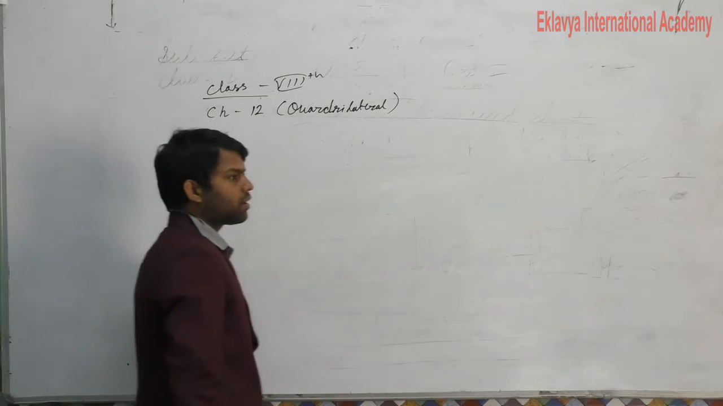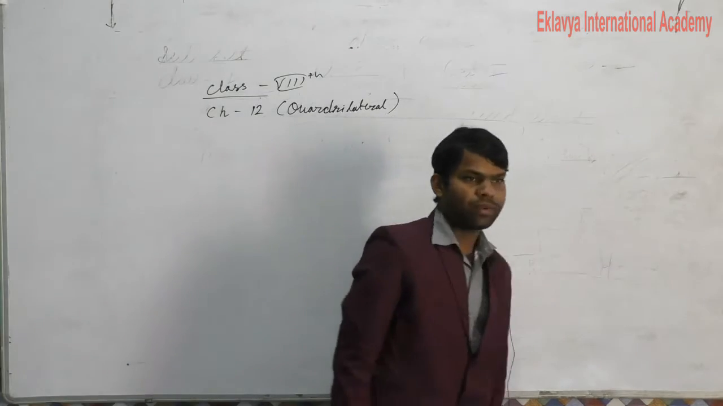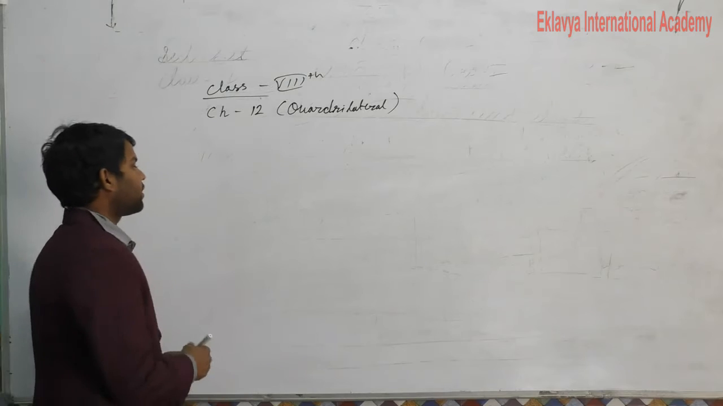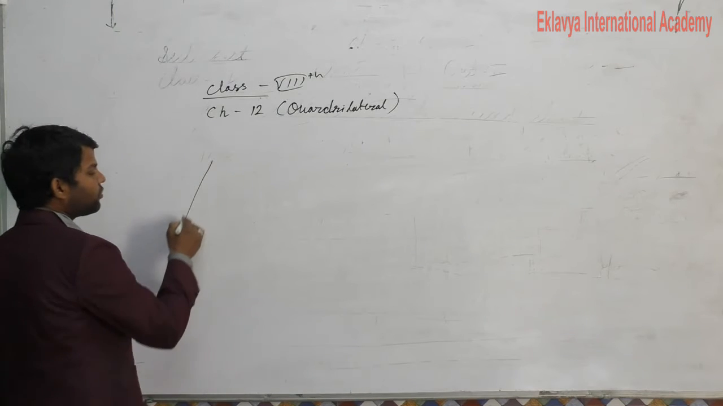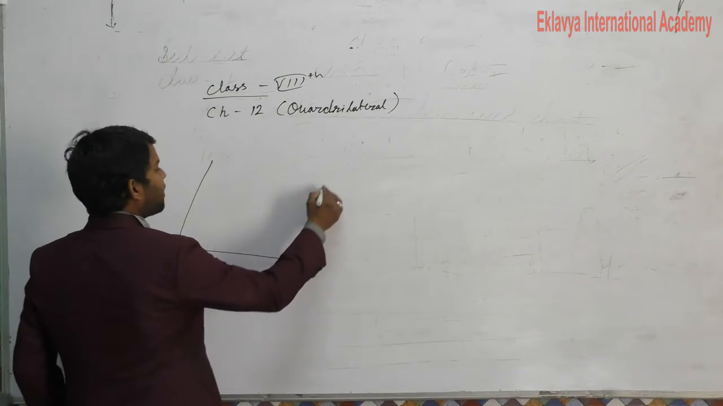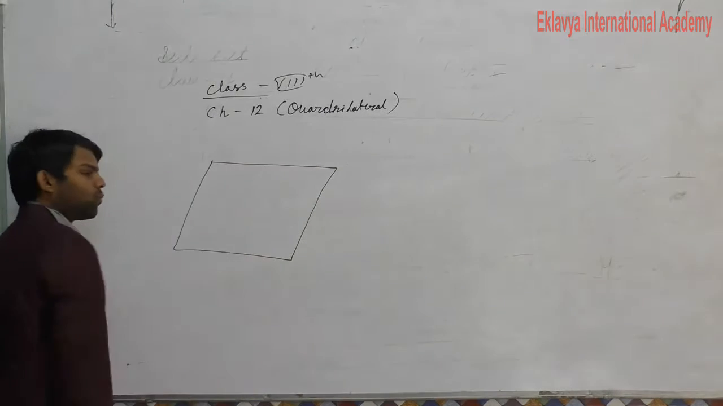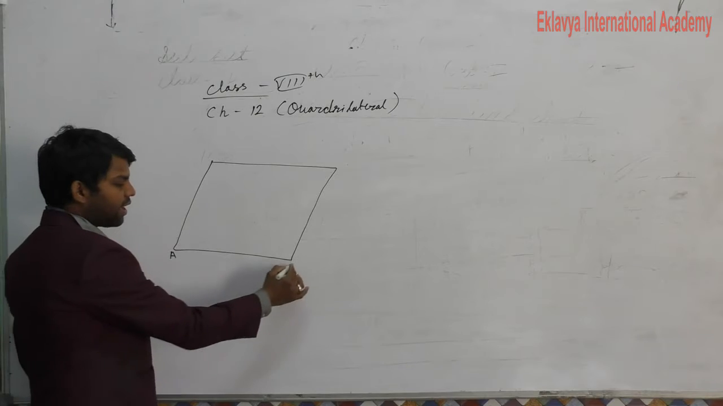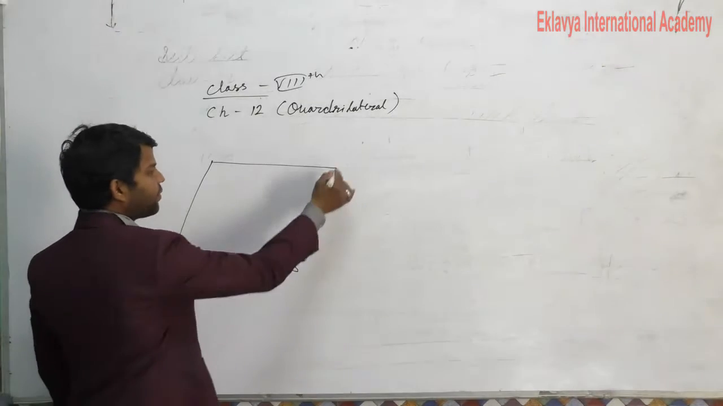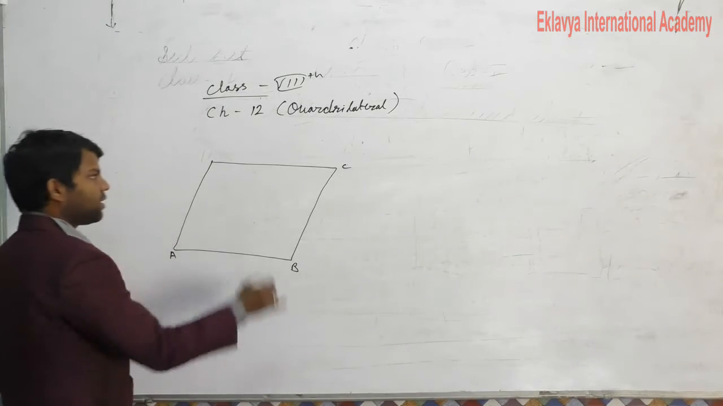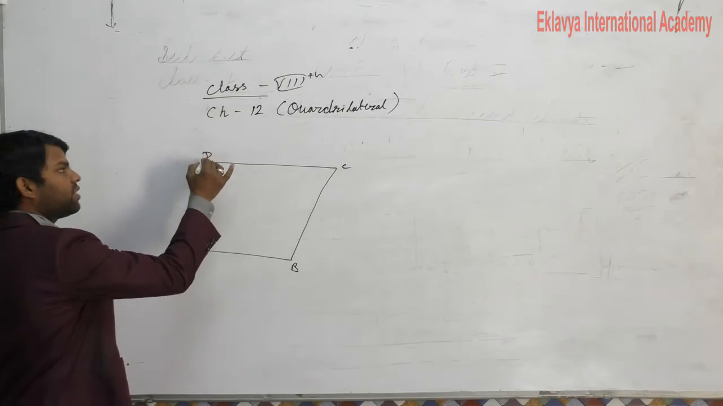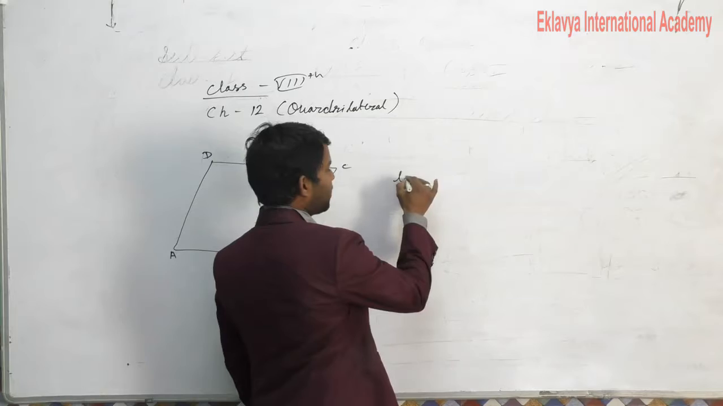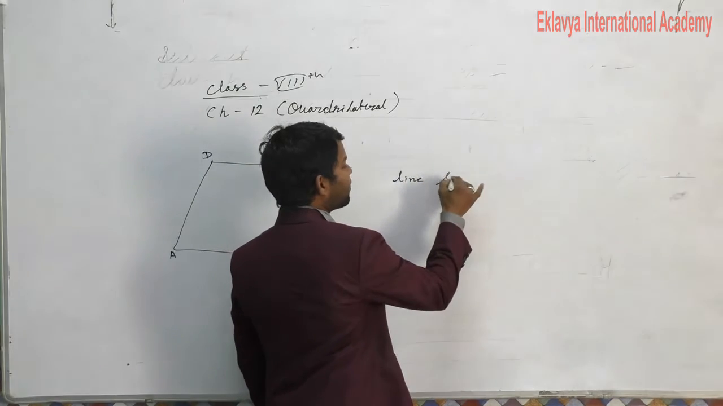In the quadrilateral, we previously discussed that a quadrilateral is a closed figure made by four line segments. Here the first line segment is AB, second is BC, third is CD and fourth is DA. So we say here four line segments.